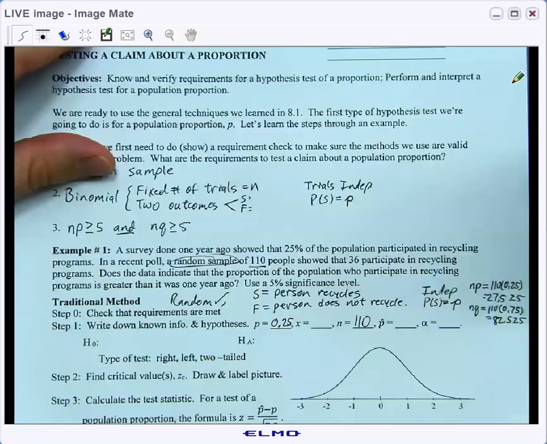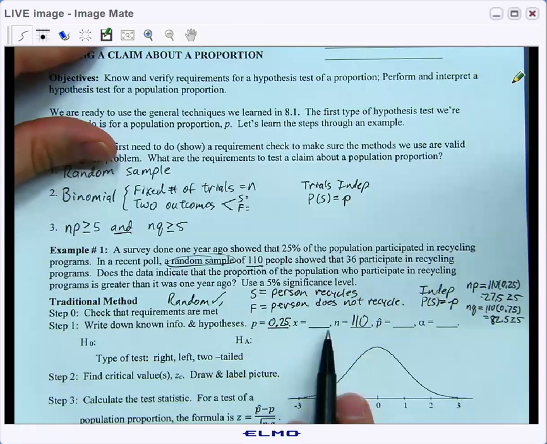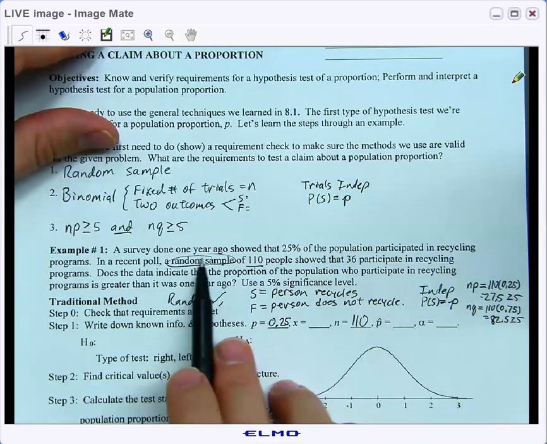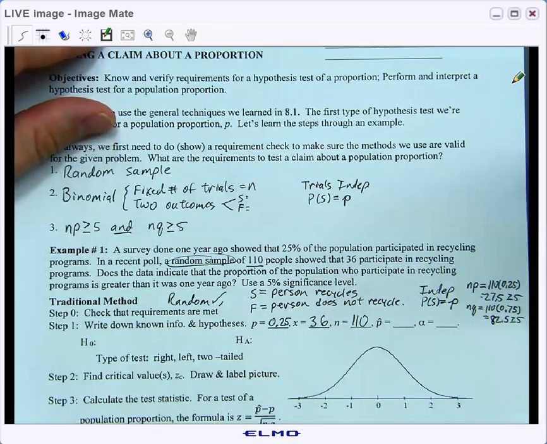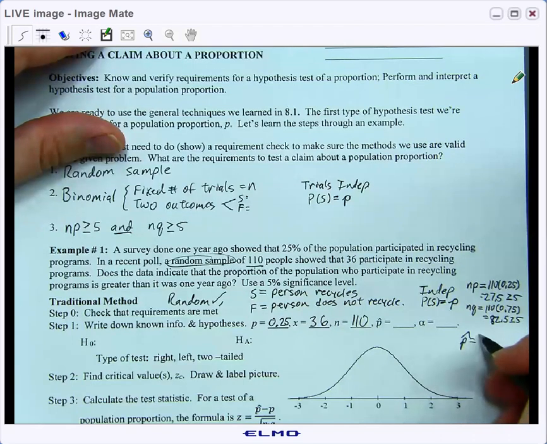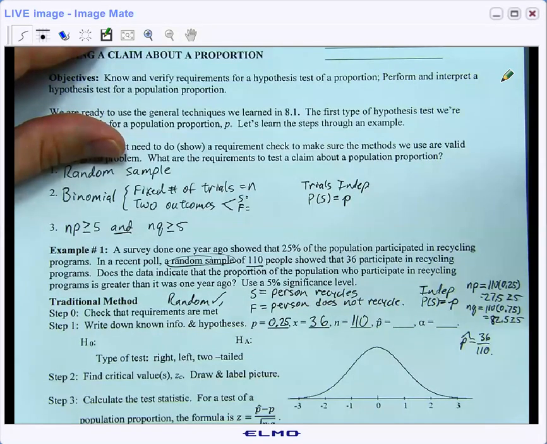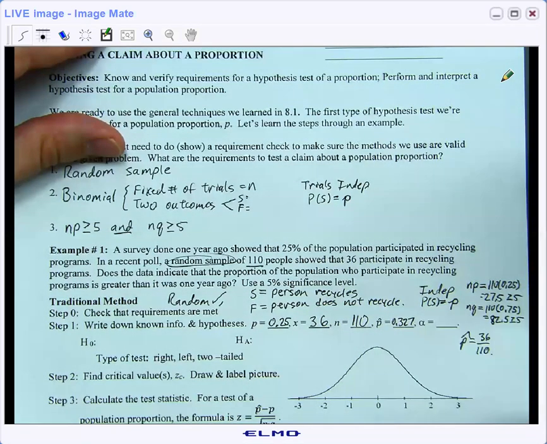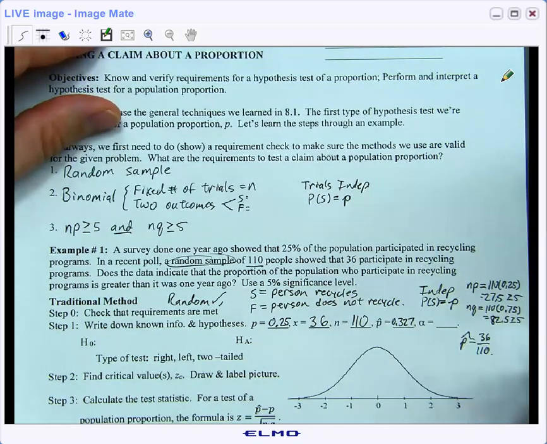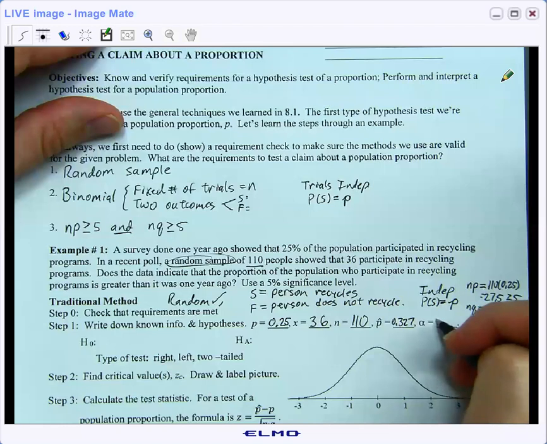But let's come back here. So x was the number of successes, and in our sample we had 36 people who did recycle, so that's our number of successes. p hat is the sample proportion of success, so little p hat is 36 over 110, which turns out to be 0.327 to 3 decimal places. Okay. And alpha, our risk of a type 1 error, is 5%, so we will write 0.05.